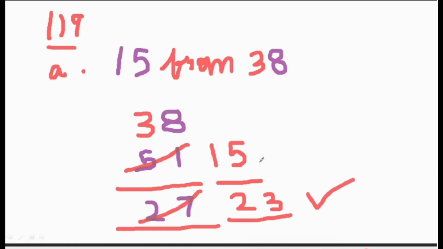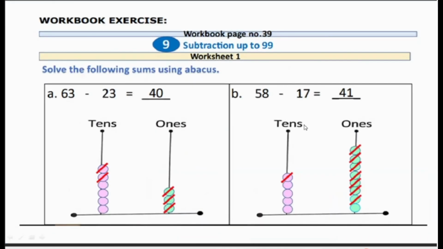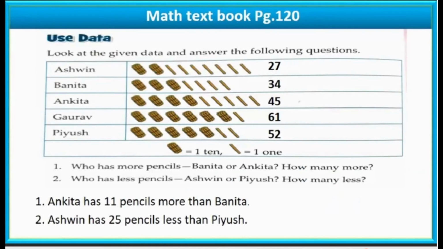Yes, let's move on to the next. Math textbook page number 120. You are going to use the data and find out the answers. Ashwin is having 2 bundles of sticks and 7 separate sticks. So that is 27. Banita is having 34 sticks. Ankita 45, Gaurav 61, Piyush 52.